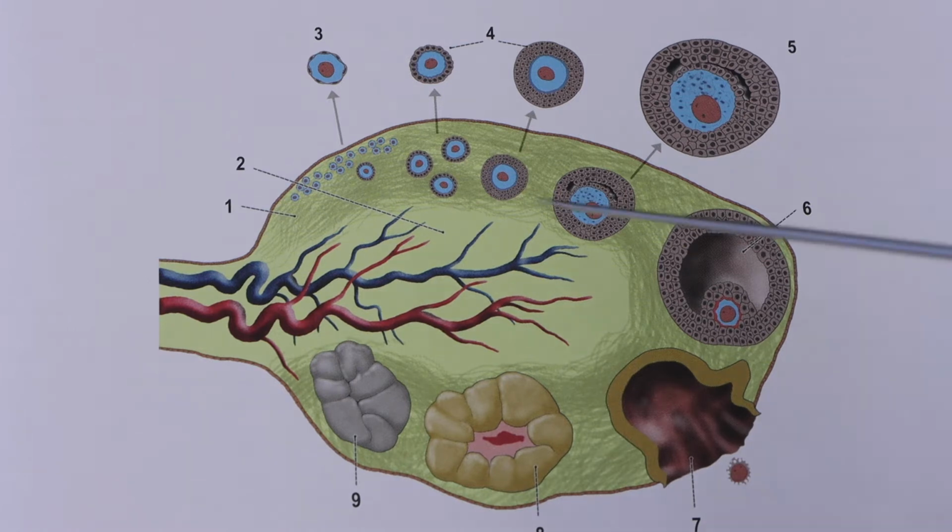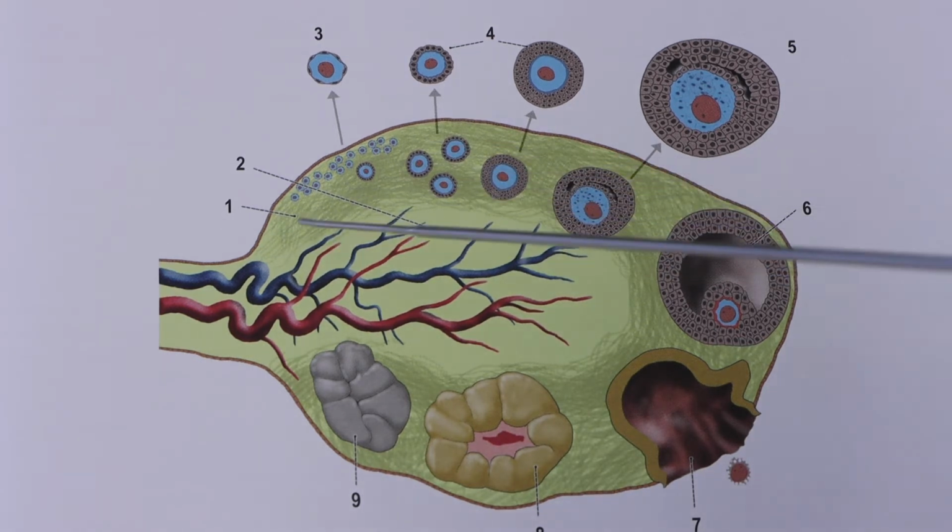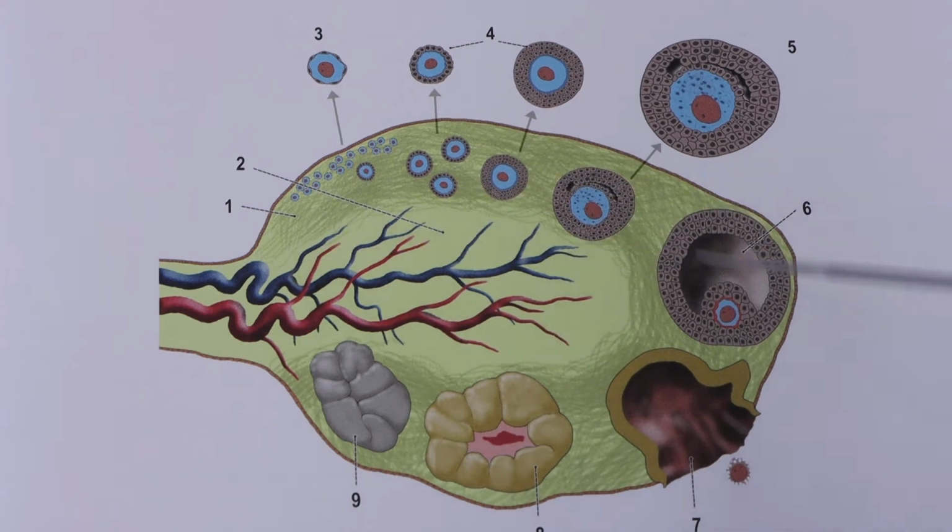The cortex is composed of very dense connective tissue called stroma, and inside the cortex we have follicles. Those are the follicles I'm going to discuss; they grow and mature through the ovarian cycle. In the center we have the medulla, which is highly vascularized and composed of loose connective tissue, collagen fibers, and smooth muscles.